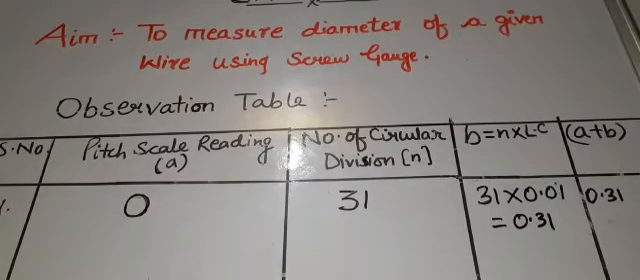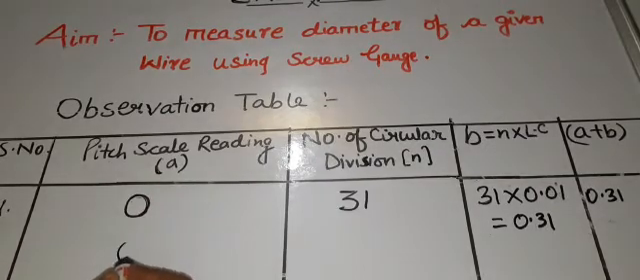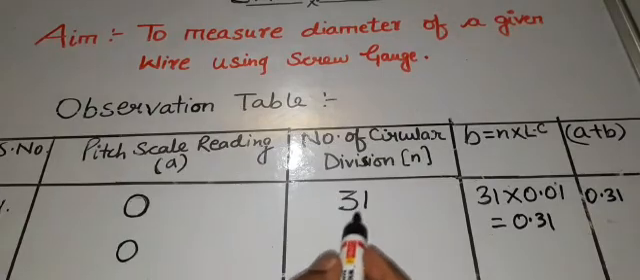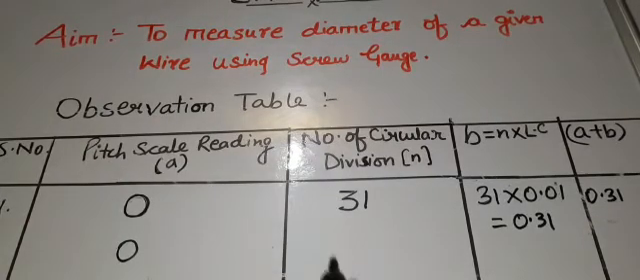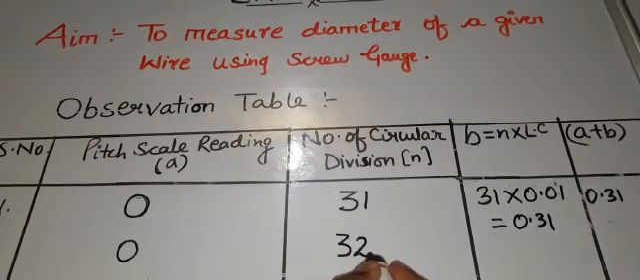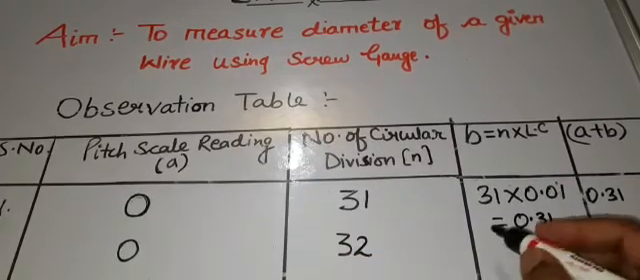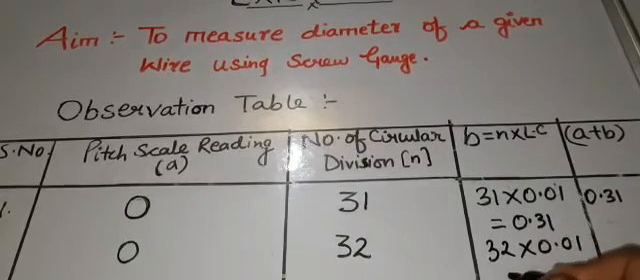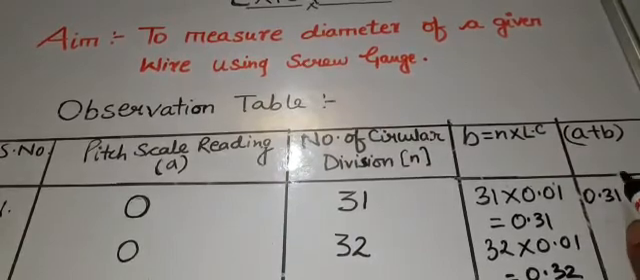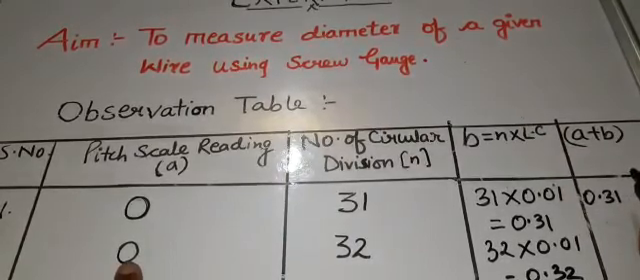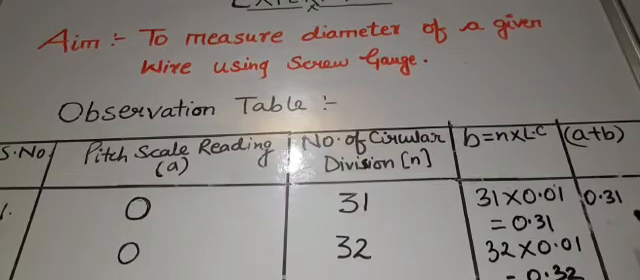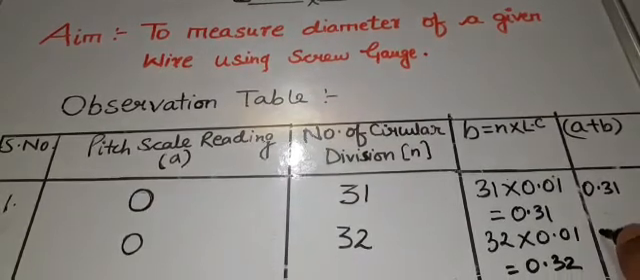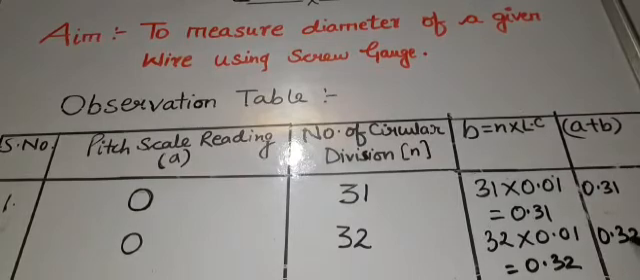We will note down the second set of readings. So pitch scale reading is 0. Number of circular divisions is 32. So B is equal to N, here N is 32, into least count. So it comes out to 0.32. So our total reading is A plus B. A is 0, B is 0.32. So A plus B will be 0.32.